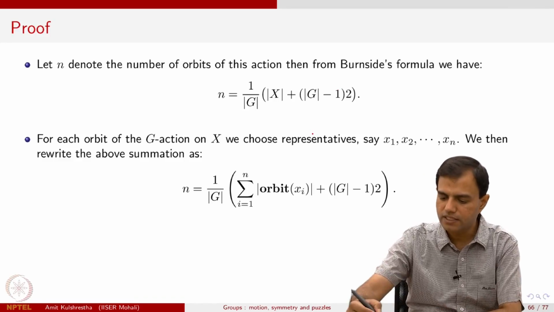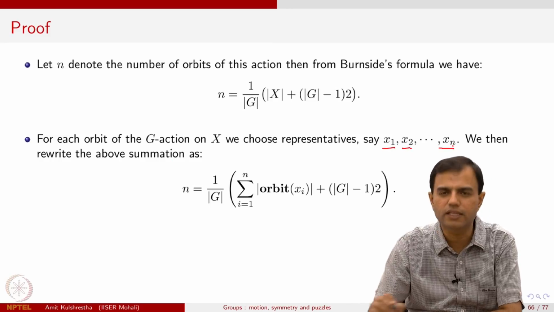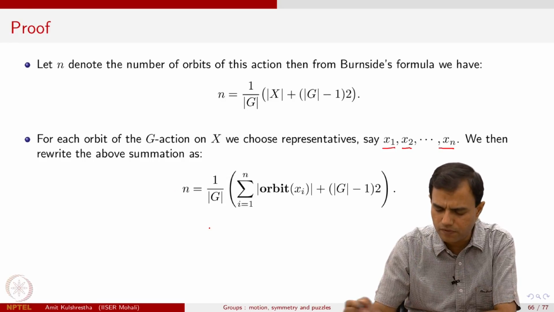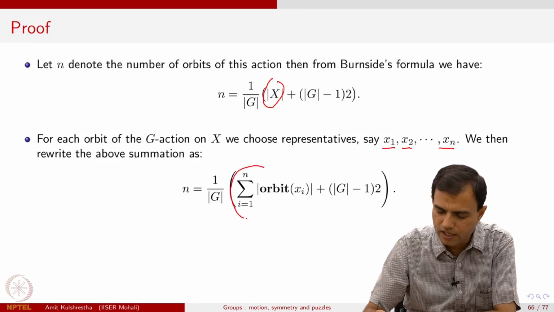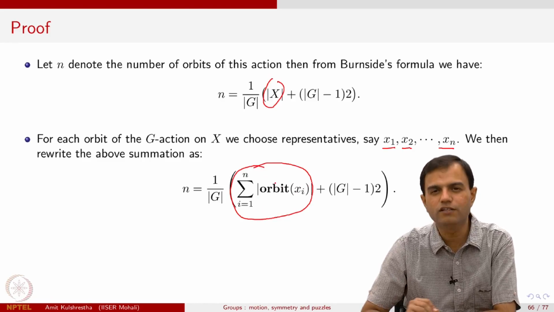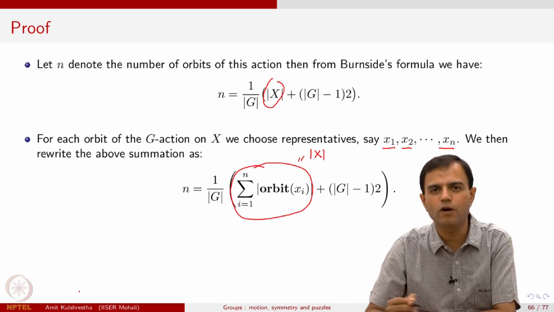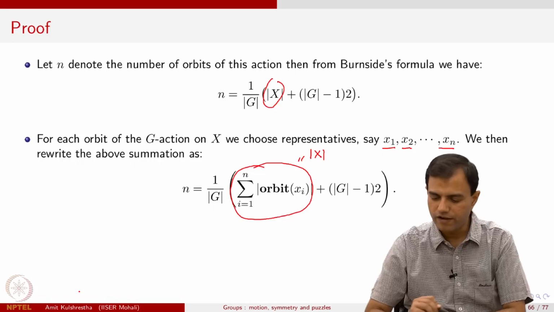Now I am just writing this in a slightly different way. For each orbit I choose representatives x1, x2, up to xn. So from each orbit I am picking one element and then I rewrite the summation in this form. So everything is fine here. The only thing is, in place of x I am just writing this. So for each orbit I have one element, and that element is contributing how much? Equal to the size of its orbit. So this is precisely the count of all orbits, and the union of all orbits is precisely the set on which the group is acting.